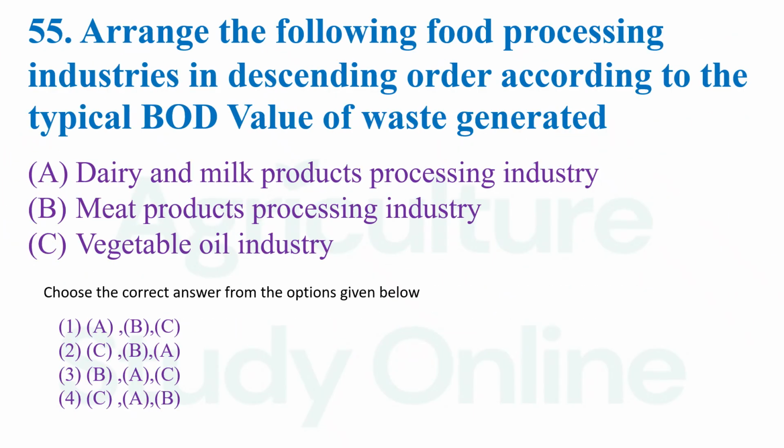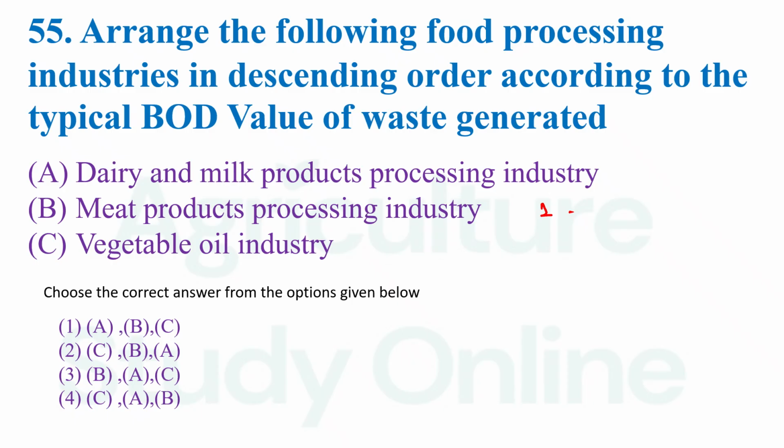Question number 55. We have to arrange the following food processing industries in descending order according to the typical BOD value of the waste which has been generated. So first, meat processing industry. It has the highest BOD because it contains blood, proteins, fat. It is extremely, we can say, highly organic load, and it requires large oxygen for decomposition.